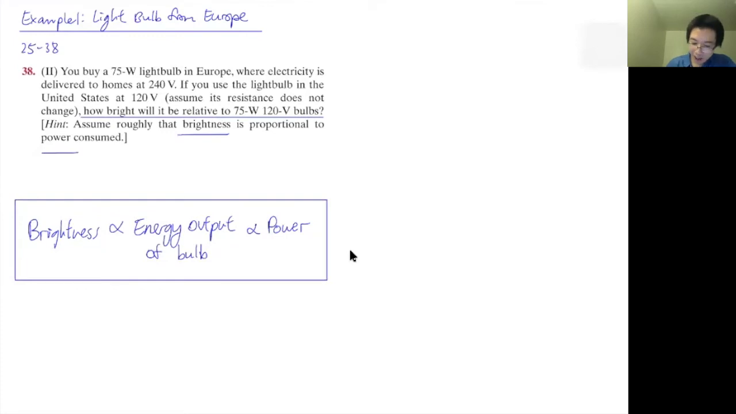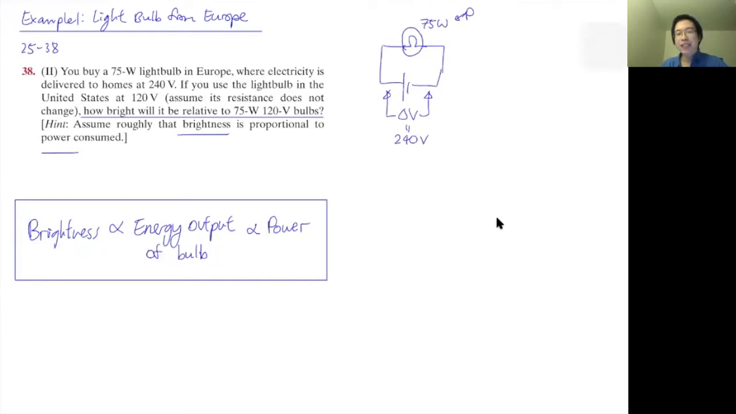Okay, so let's draw a diagram over here. If you have a light bulb, you plug it into something, and this is 75 watts, that's the power. Originally it's designed for, for example, 240 volts. Now when you replug this into a different battery with 120 volts, what stays constant between these two?